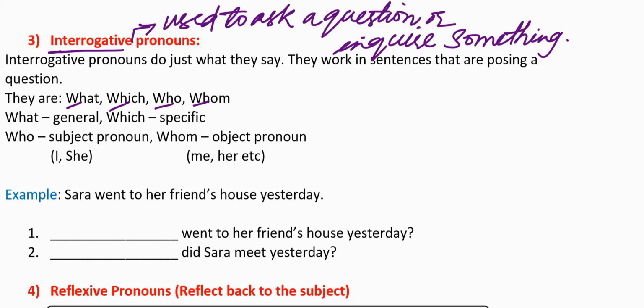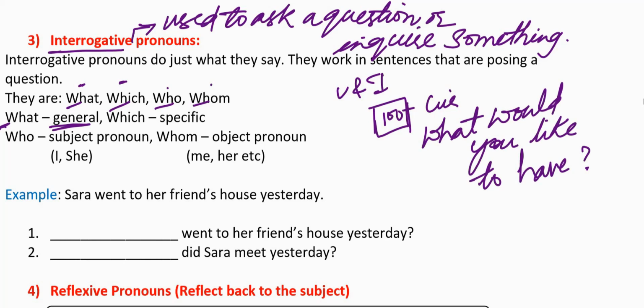Now I'll show you a couple of examples here and explain what the difference is between what and which, when to use both, and what the difference is between who and whom, and when to use who and when to use whom. Let us first look at the interrogative pronoun what. Now, what has a more general meaning. Let us take a situation. Let us assume that you and I went to a restaurant, and there is a menu on the table. There are 100 plus food items available in the restaurant. So I will ask you, what would you like to have?